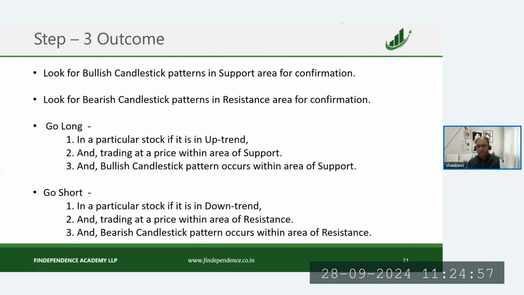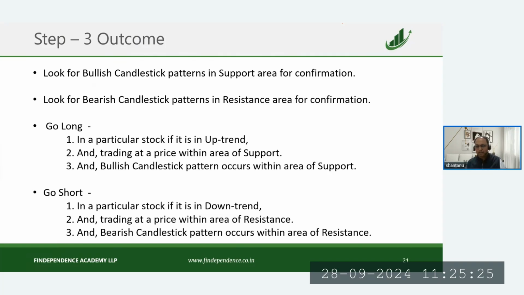Now if all these 3 things happen, you go long. Similarly, go short in a particular stock if it is in a downtrend and trading at a price within an area of resistance, and a bearish candlestick pattern occurs within the area of resistance. Again, if you have all the 3 things happening, you go short. This is how we have created the statement.